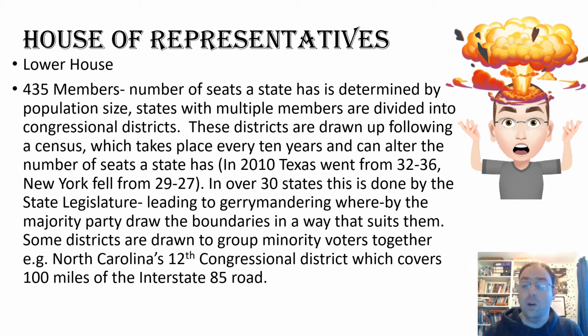Now, that can alter some very fundamental things. It can change the number of seats a state has. So, for example, in 2010, Texas went from 32 seats to 36. New York fell from 29 to 27. In over 30 of the states, the determining of the boundaries within their state to set up their congressional districts is done by the state legislature. Now, this can lead to what is known as gerrymandering, whereby the party that has the majority power in the state legislature tends to then draw the boundaries in a way that suits them.